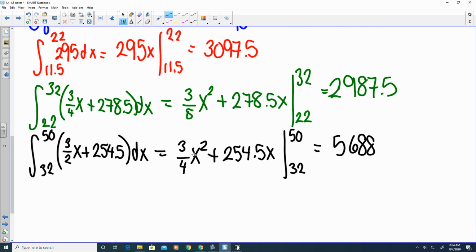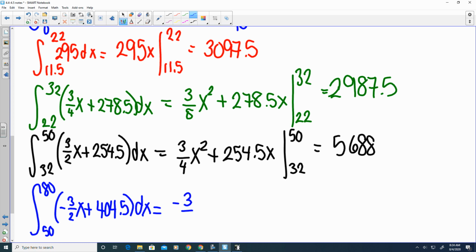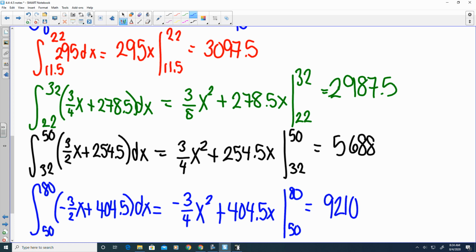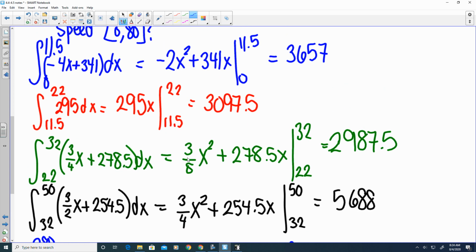And one more piece to bring us all around here. From 50 to 80, negative 3/2 x plus 404.5 dx equals negative 3/4 x squared plus 404.5x evaluated from 50 to 80 is 9210. So if I wanted to find the integral from 0 to 80, I would add up all 5 of my pieces.